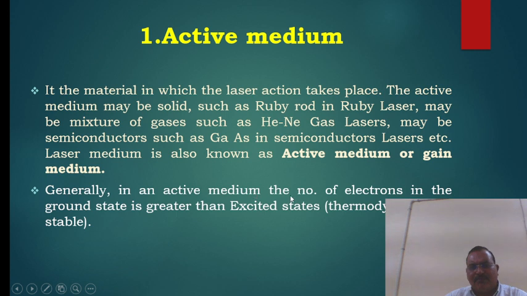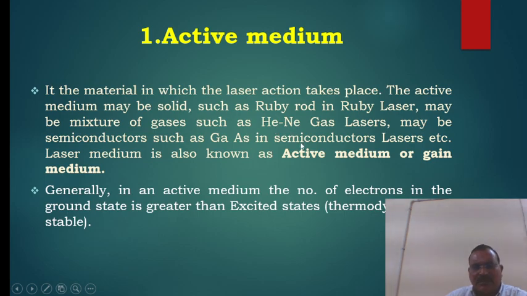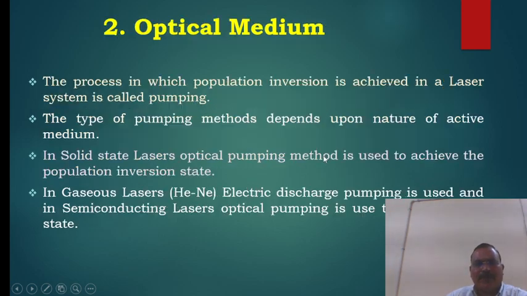Generally, in an active medium, the number of electrons in the ground state is greater than in the excited state. We have all studied this. So the first component of any laser system is the active medium. The second portion is the pumping source.